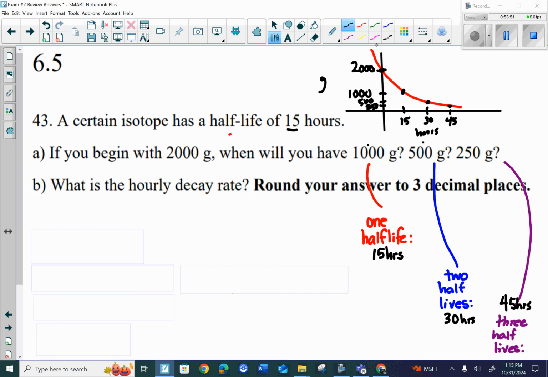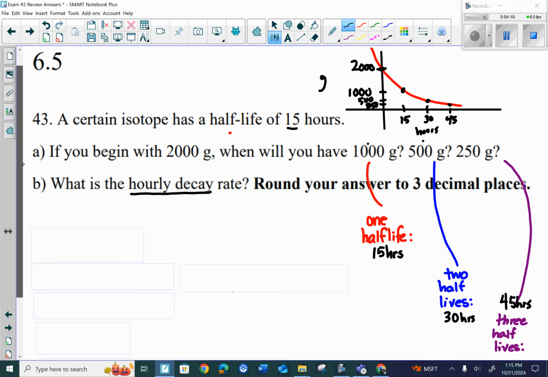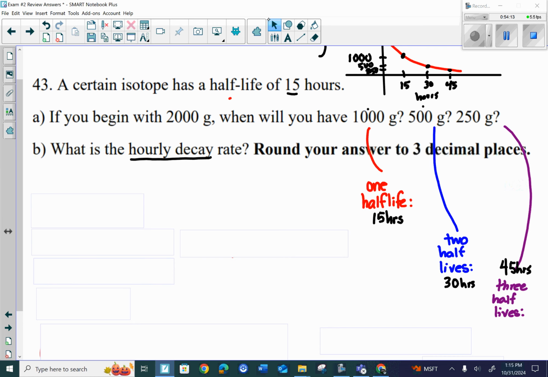Now this is a different exercise right here, the hourly decay rate. So if we're given that half of this substance decays every 15 hours, but now we want to know what percentage decays every hour. So this is a more challenging kind of problem. So I'm going to start writing what I know. And when you are unsure about a problem, just start writing out some of the things you know and some of the things you're given. That's a great strategy.